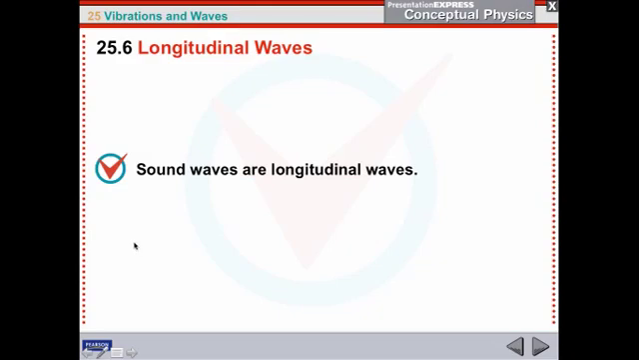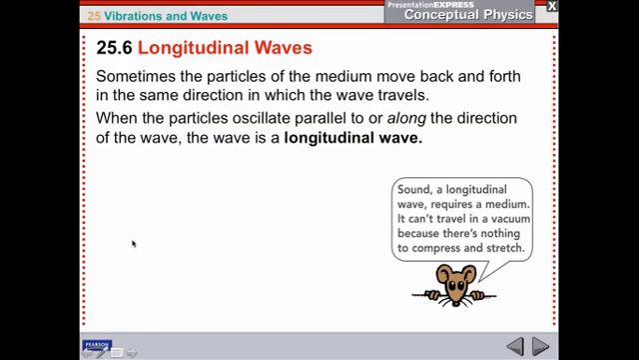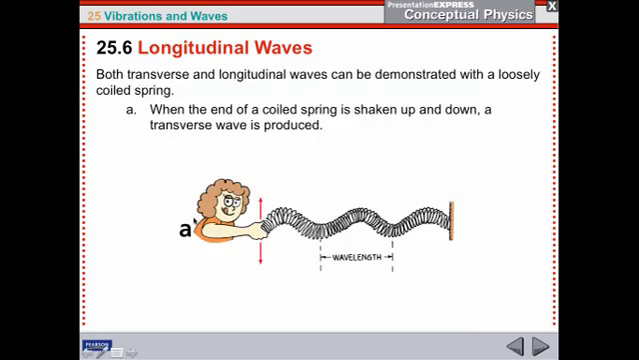And then we have longitudinal waves, and sound waves would be an example of those. Longitudinal waves are ones where the particles oscillate parallel to the direction. In other words, if this is the direction of my wave, the particles move back and forth this way. Remember, in a transverse wave, they would have moved up and down. But in a longitudinal wave, they're going to move the same direction. That would be an example of a longitudinal wave.